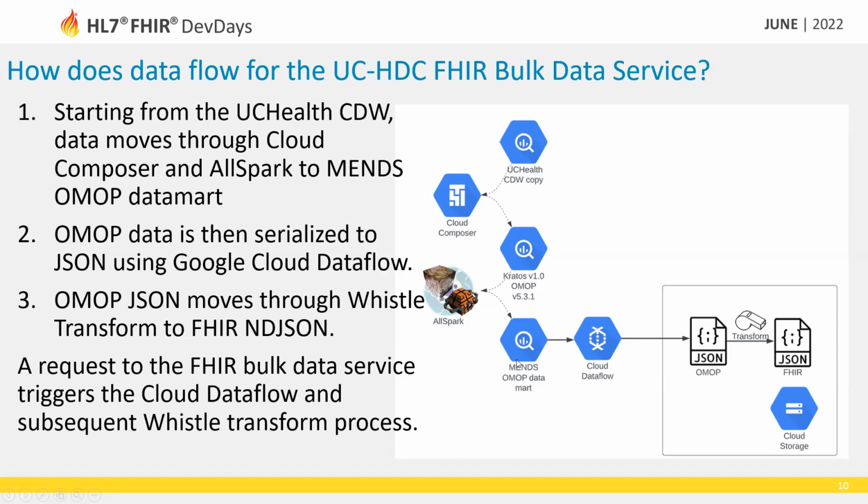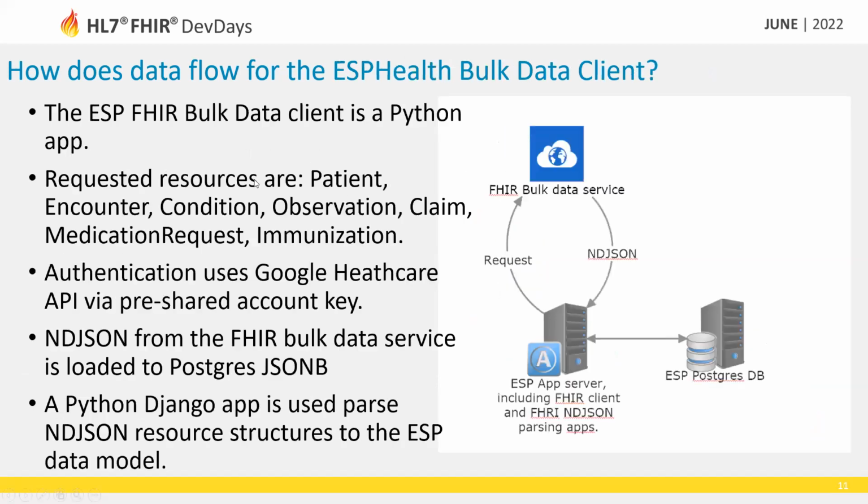And then the OMOP data is then serialized to JSON using the Google Cloud Dataflow. And then there is a WSDL transform that moves the JSON OMOP structure into the FHIR ND-JSON, and it is a request to the FHIR Bulk Data Service that triggers the Cloud Dataflow and subsequent WSDL transform process.